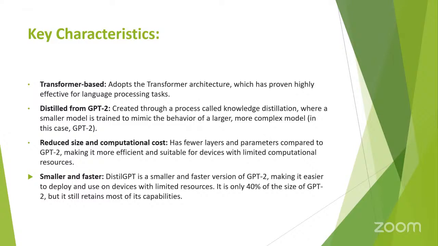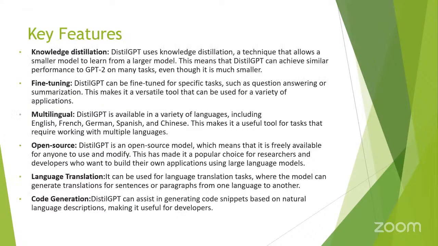So what is the thing behind this? There is something called knowledge distillation. It is a technique that allows a smaller model to learn from a bigger or larger model. This means that DistilGPT can achieve similar performance to GPT-2 on the same particular task, even though it is smaller.